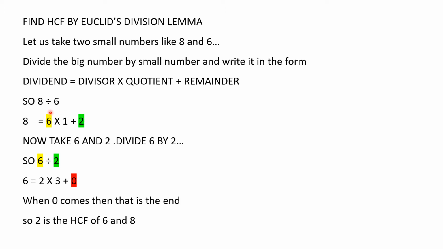Now you take 6 and represent it in terms of 2. So 6 divided by 2: 6 equals 2 into 3 plus 0. When 0 comes, you should stop finding HCF. And you see the HCF is 2. You should not worry about the quotient, you should worry about the divisor only. So 2 is the HCF of 6 and 8.